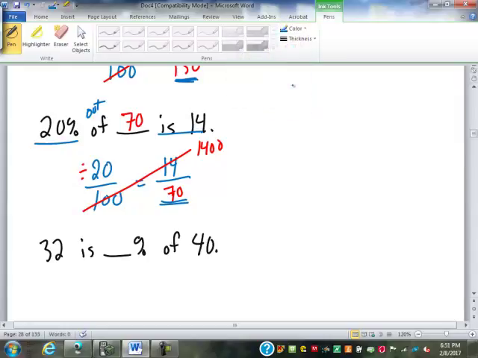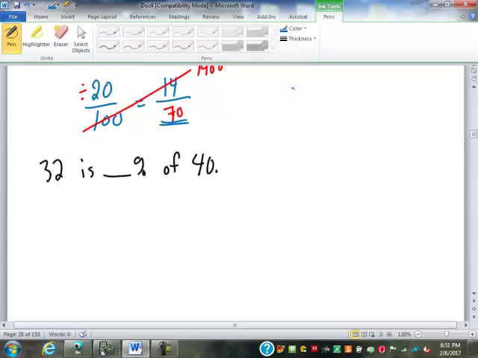So on this one, 32 is blank percent of 40. I've been saying on all these problems we start with the percent. This one doesn't have the percent. Careful. Well, you could, you're right. But I'm gonna stay consistent. I'm gonna stay with starting out with a percent. Missing percent is just blank over 100.